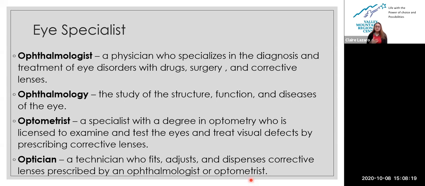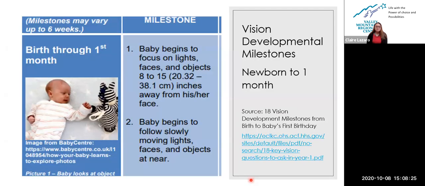Okay, so from there, we're going to jump on to our developmental milestones. For that, we're going to begin with the birth to first month. So what are we expecting from birth to first month? In that, the baby usually begins to focus on lights and objects that are really close to them, an average of just 1 foot away from them.